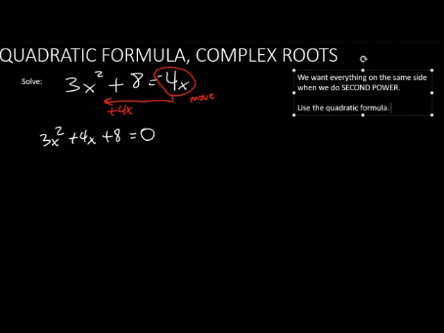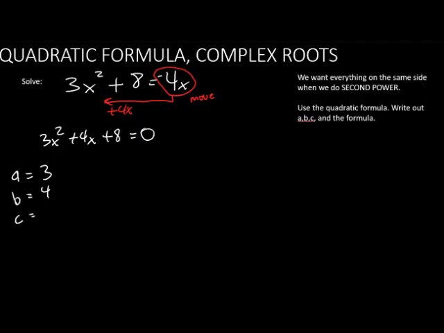When we do the quadratic formula, we'll write out a, b, and c, and then the formula. Our x squared term has a coefficient of 3, so we'll say a equals 3. Our x term has a coefficient of 4, that's b, and our constant is positive 8. Our formula says that x equals negative b plus or minus square root of b squared minus 4 times a times c divided by 2a.